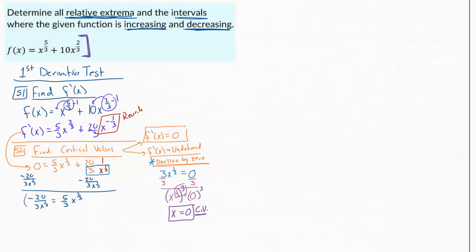So to get this x out of the bottom over here, we multiply it by x to the 1/3. So then whatever we do to one side, we have to do to the other. Cleaning that up, we're now looking at negative 20 over 3 equals 5 over 3. And then when you have like bases, you add those exponents. So 2/3 plus 1/3 is actually going to get us x to the first.